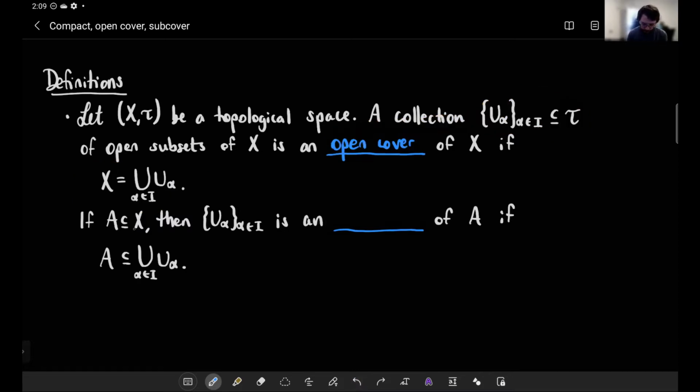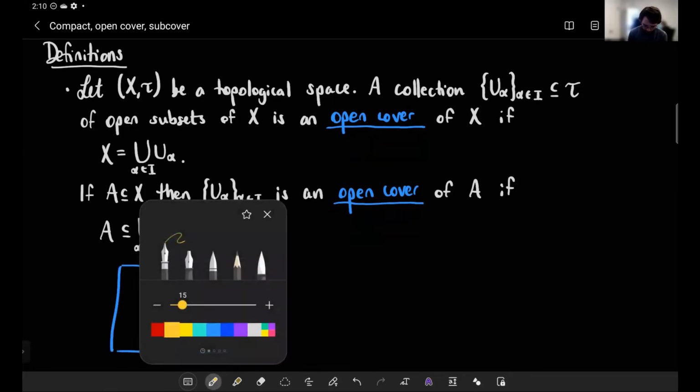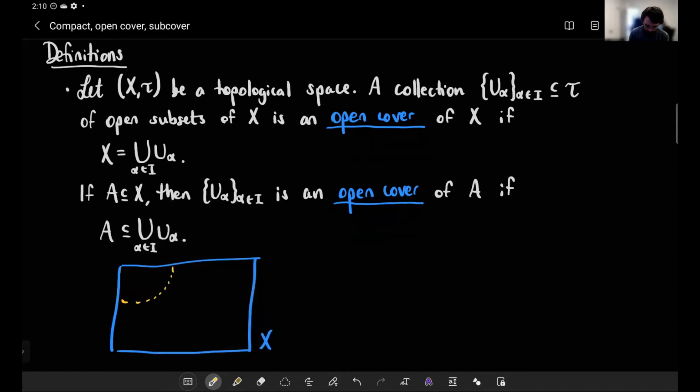Sometimes you'll want to talk about an open cover of a subset. So this is the same term, but we use it for subsets of a space. So let's draw a picture of the distinction between the two. A whole space X has an open cover, say, maybe that's one open set. I'm not going to draw them filled in, just imagine they are. And there's some other open set, and maybe it takes infinitely many of these, but that's kind of hard to draw.